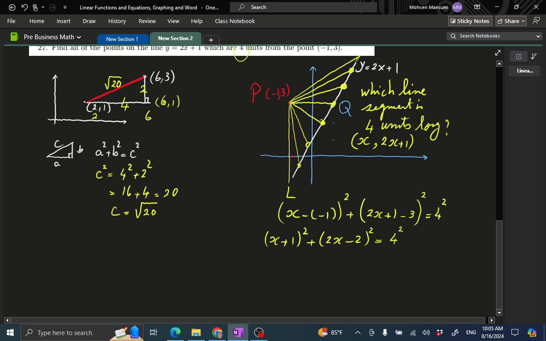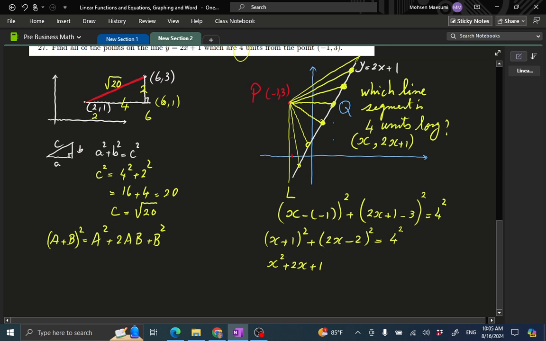Now, algebra to the rescue. X squared, so x squared plus 2x plus 1. Let me remind you, if you have a plus b and you want to square it, that is a squared plus 2ab plus b squared. You remember that? So square of the first, square of the last, and twice the product of the two of them. We do the same thing.